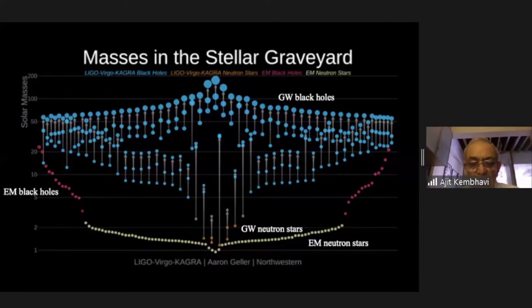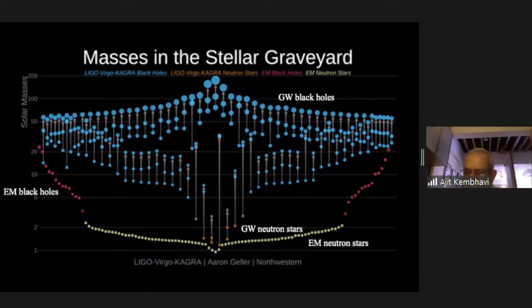Okay, then after the detection, which was just before the start of the first observing run with the LIGO detectors, you have the two LIGO detectors, and then the Virgo detector, and then Kagra also makes some contribution. And over a period of time, through three observing runs, a large number of detections have been made.